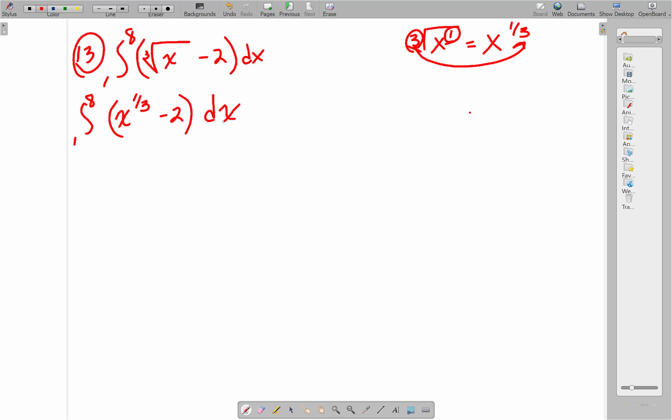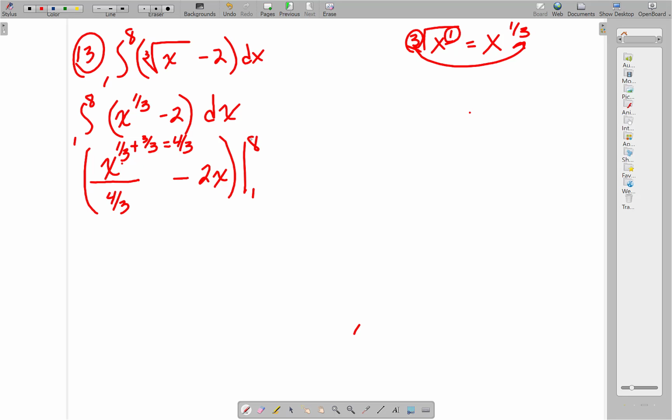So let's start with the x. So we have x to the 1/3, and we have to add 1. And 1 will be in the form of 3/3 to match this bottom number, which equals 1/3 plus 3/3 equals 4/3. So we also have to divide by the 4/3. Minus the 2 would have to be 2x, because when you take the derivative of 2x, you get -2. All of this should be evaluated from 1 to 8.